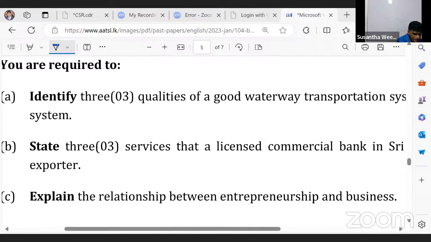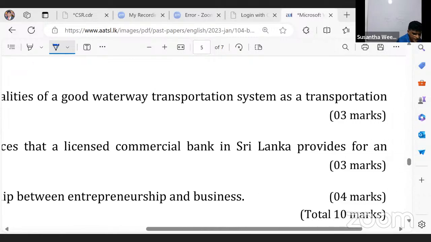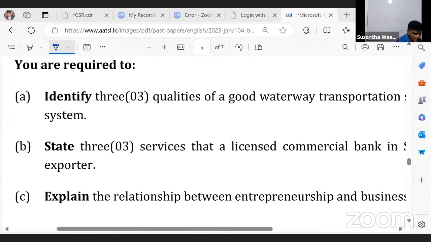Identify 3 qualities of a good waterway transportation system as a transport system. Now you should know what qualities, what kind of characteristics should be there in different transport methods, maybe waterways, maybe airways, maybe railways, right? Normally for any transport media, we are expecting lower cost, higher speed, capacity, availability, right? Out of these, you can indicate any.